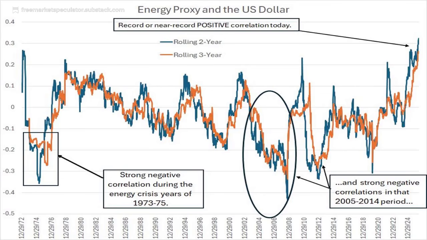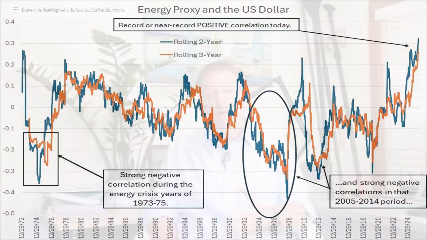So energy stock outperformance tends to be stronger when the dollar is strong, not weak. Just as with the dollar WTI relationship, the current positive correlation of the dollar and my energy proxy goes against that conventional wisdom of the investing crowd that a weak dollar benefits oil prices and energy.